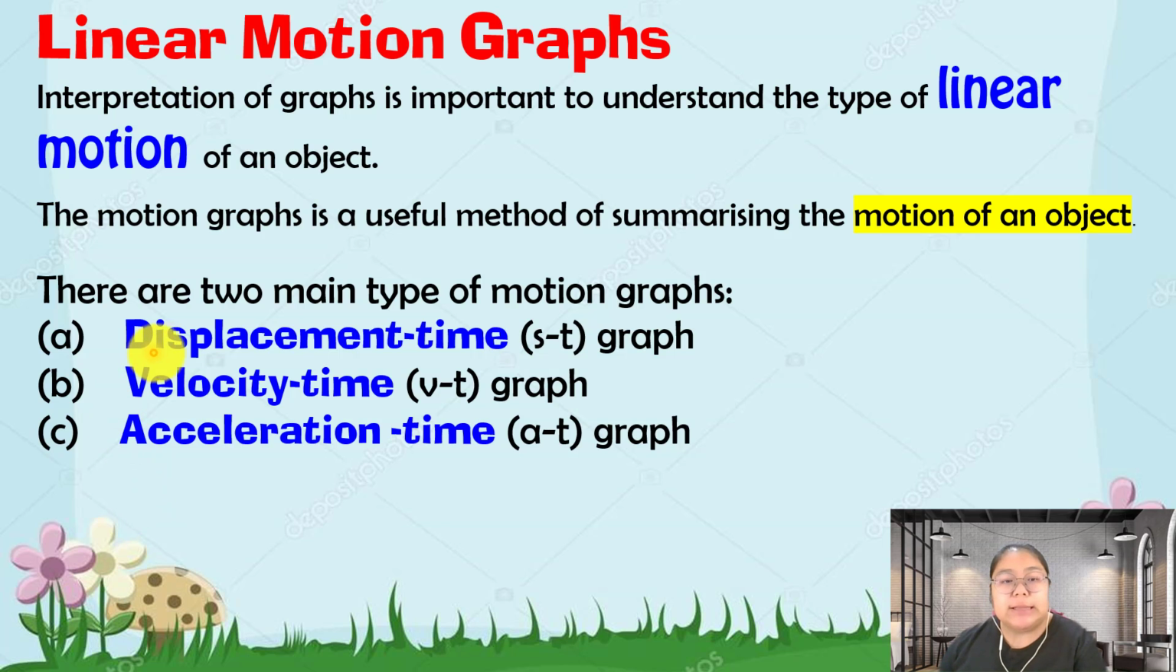First is the displacement-time graph, which means the y-axis is the displacement and the x-axis is the time. Another is the velocity-time graph. And the third is the acceleration-time graph. Now we go and see them one by one.